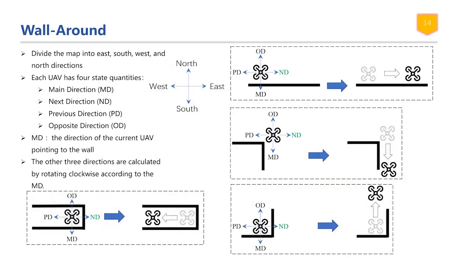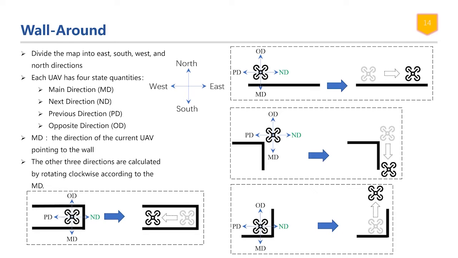Here is the main idea of wall-round. This algorithm divides the whole unknown space into 4 directions: front, back, left, and right. These 4 directions are fixed, but in the case of the UAV, it needs to keep choosing the correct directions to fly around the wall.